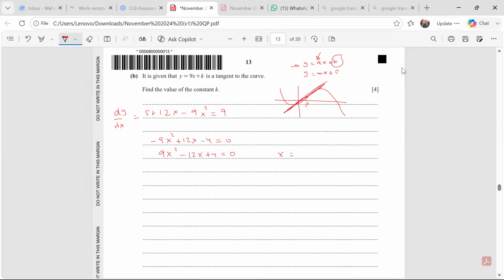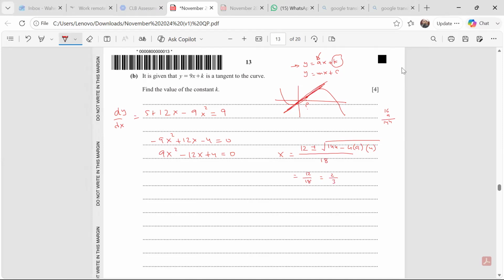So x equals, using the quadratic formula, minus b plus or minus the square root of b squared, so 144, minus 4 times a times c. c is again 4, divided by 2a, so 18, right? You see this part, 16 times 9, yeah, so this is 144. So this will be cancelled, right? So the answer is 12 by 18, which means 2 by 3, right?